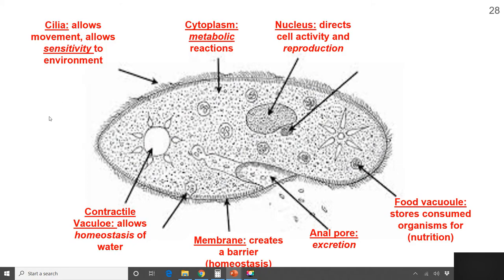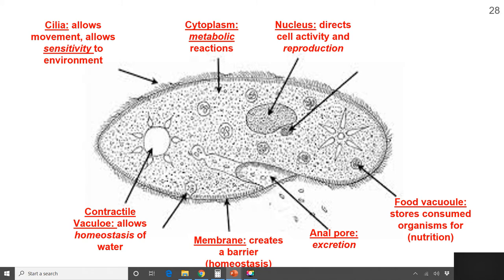So the paramecia is doing all 7 characteristics that we would consider to make it alive. So it's responding to its environment, or if we just go from the top. So the M for metabolic reactions, it's doing those in the cytoplasm. The R would be to reproduce, which it can, asexually, it can just divide. The S for sensitivity to the environment, so the cilia allows it to move towards the food.